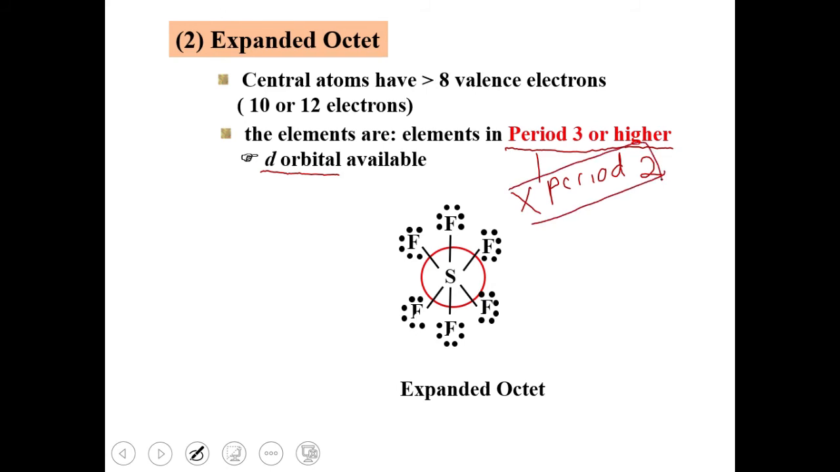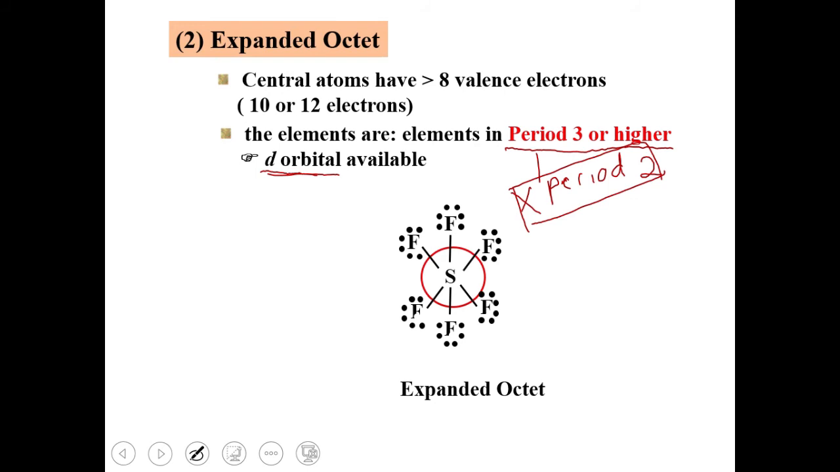So this one needs to be reminded: period 2 cannot form expanded octet. Only period 3 or higher. So periods 3, 4, 5, 6 can, because they have d orbitals. For example, SF6.